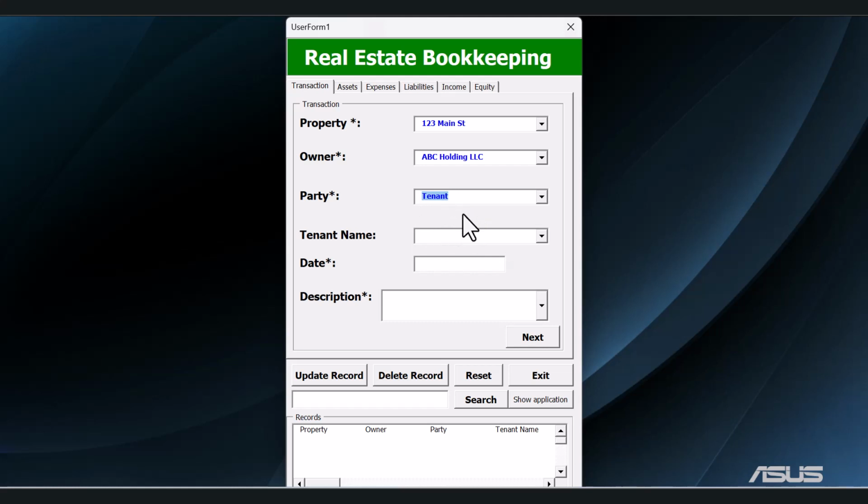So we're going to select that the party is a tenant, and that being the case, we will select some tenant, John Doe in this case, and we are going to assume that this transaction happened on the first day of the year. Okay, and we are going to say it's a rent payment. Okay, and that's all we need for the biographical information for this transaction. And being a rent payment, we know that it is going to affect two types of account. It's going to affect our assets account and our income account.